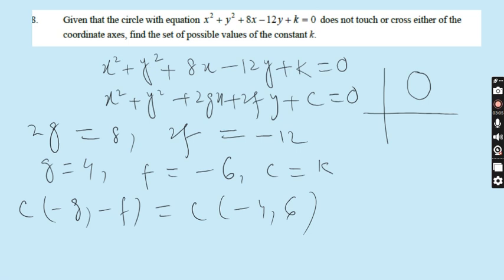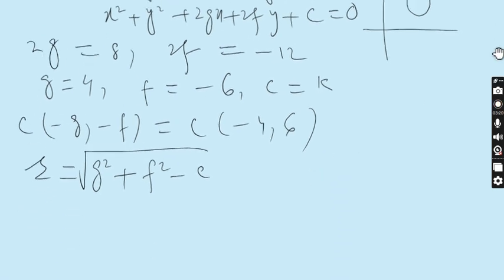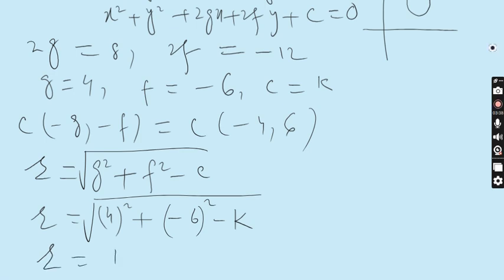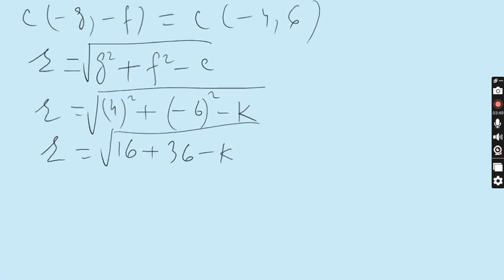Now what is the formula of the radius? The formula of radius is r equals root of g square plus f square minus c. So put the values of g, f and c in the formula of r. g is 4 square, f is negative 6 square, minus c. c is k in this question. 4 square is 16, 6 square is 36, minus k. r equals root of 52 minus k. This is our radius.